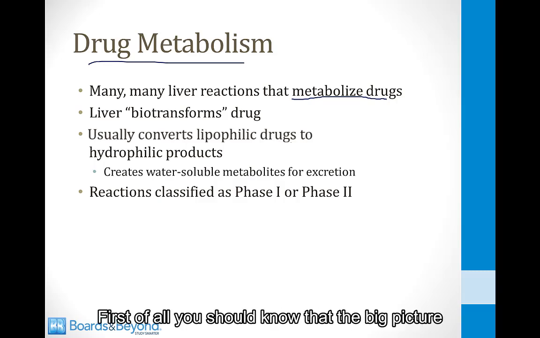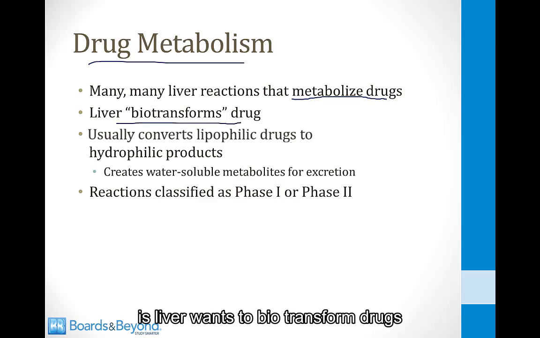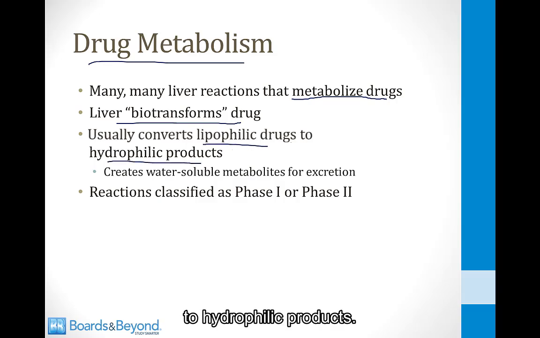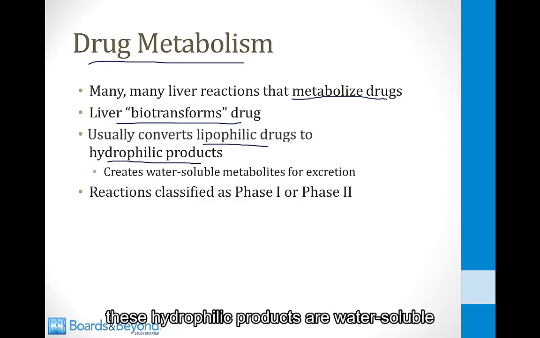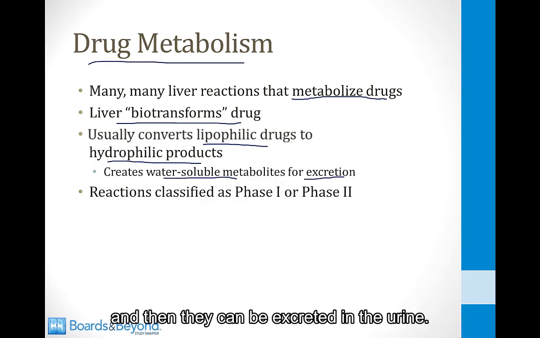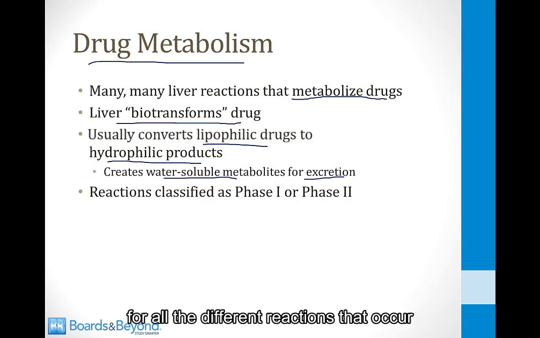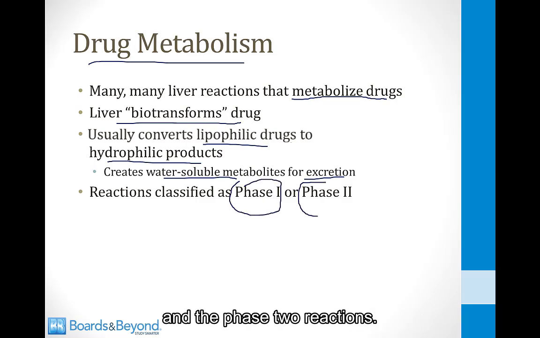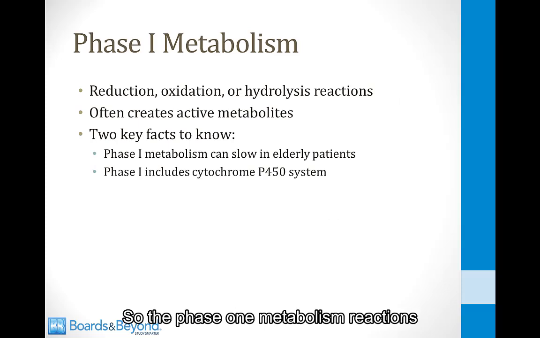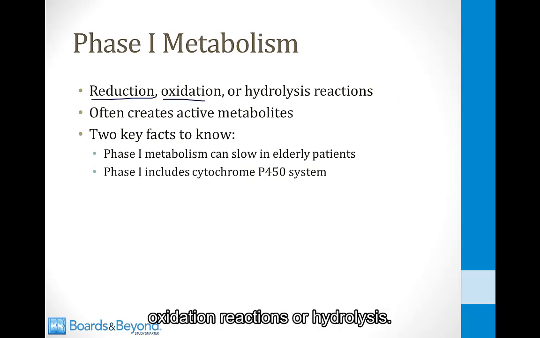First of all, you should know that the big picture is the liver wants to biotransform drugs into something that's easy to excrete. So they usually convert lipophilic drugs to hydrophilic products. And remember what I said, these hydrophilic products are water soluble and then they can be excreted in the urine. And there are two general classifications for all the different reactions that occur in the liver with drugs, and that is the phase 1 reactions and the phase 2 reactions. So the phase 1 metabolism reactions are generally reduction reactions, oxidation reactions, or hydrolysis.